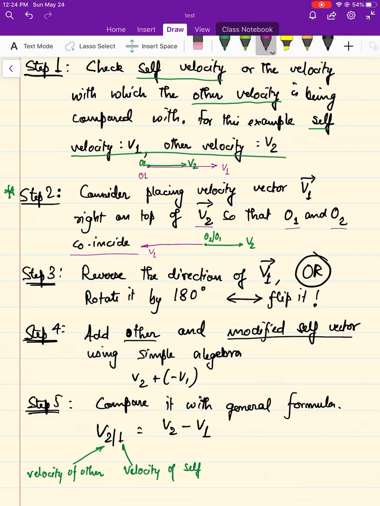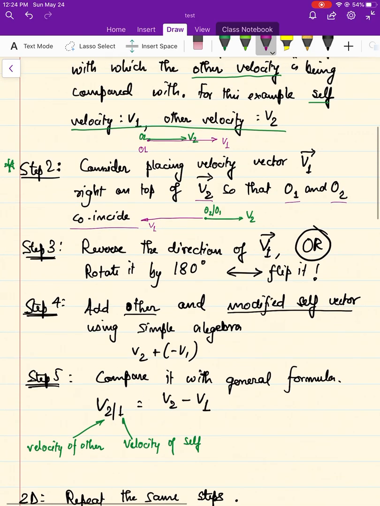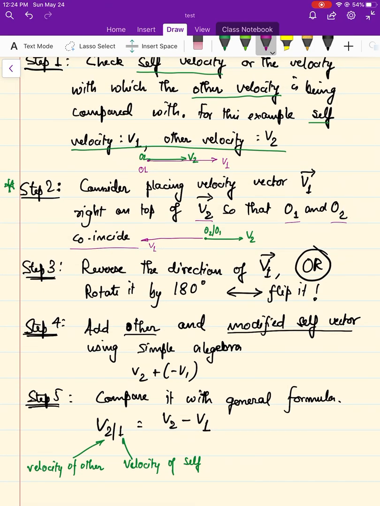Because now that we have done it, let's just repeat the steps again. First, identify the vectors in step 1. Then we need to consider placing the velocity vector v1 right on top of v2 and then flip it in step 3. The physical interpretation of this step is that you ensure that whatever your velocity is in any direction, you flip that velocity vector opposite to it, or 180 degrees to it. That's what it means. Either reverse the direction of v1 or rotate it by 180 degrees, and you can use either of them for your understanding.